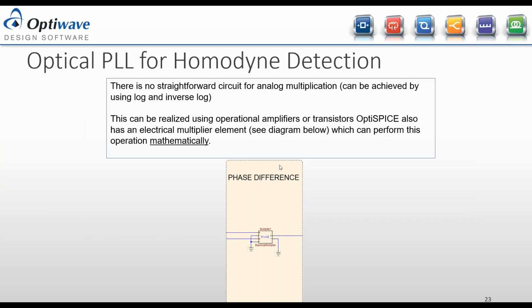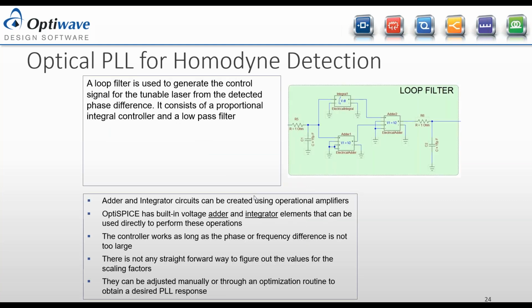Normally in electrical circuits, calculating the multiplication of two electrical signals is not straightforward. You usually do that with amplifiers or transistors. But just to keep things simple, we have implemented a simple multiplier element which performs this operation mathematically. So we get the I and the Q signals and then multiply them together, and we can get the result of the error signal directly.